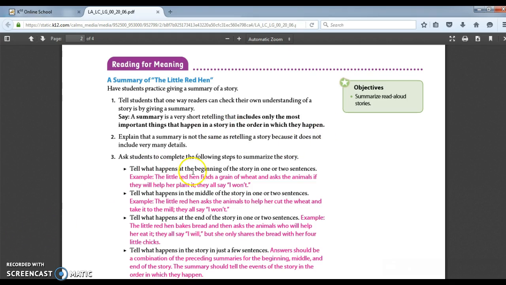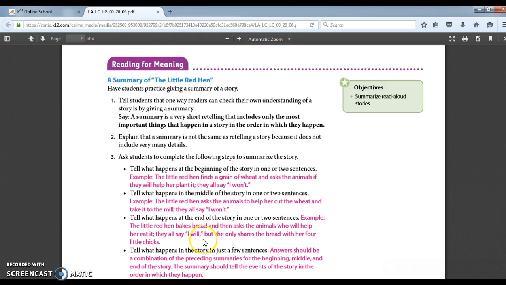So, for example, at the beginning of the story, the little red hen finds the grain of wheat and asks her friends to help, and they won't. And then the next thing that happens, she asks her friends to help her cut the wheat and take it to the mill, and they say, I won't.